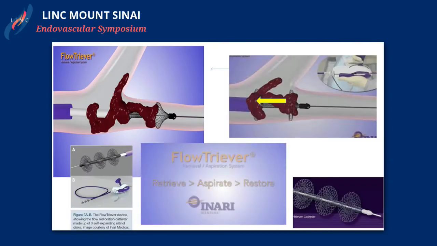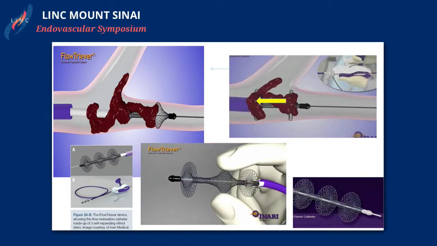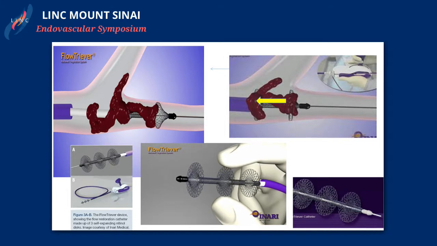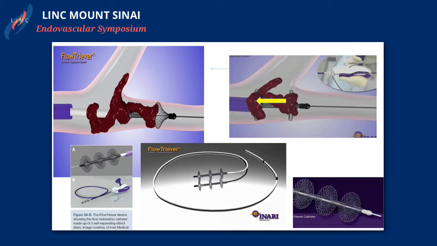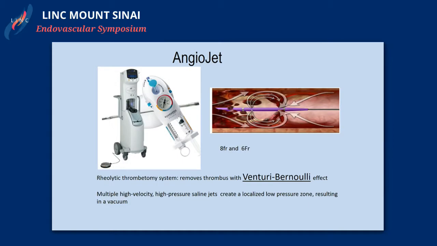There are other devices that are newer on the market, like the Flotriever, which uses a catheter with a trap. It traps the clot, and it's sucked into the catheter itself, and the catheter has a suction capability, and then the whole apparatus is withdrawn, and you can place it back in for retrieval. AngioJet, which we've used in the coronary and peripherals as well, uses the Venturi-Bernoulli effect, and now it comes in 8 French, which helps, and you also have the capability of adding thrombolytics in the solution.